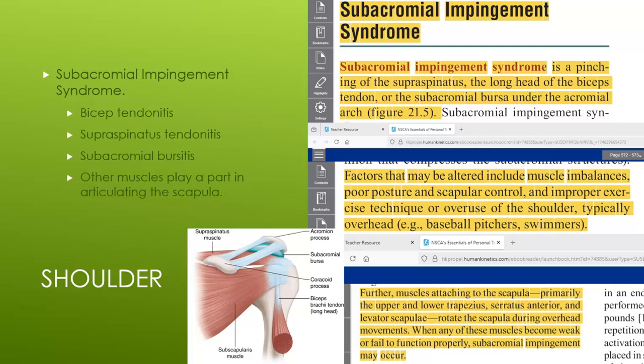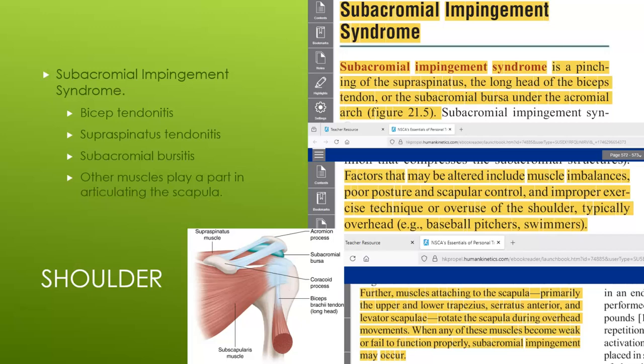Now, the other muscles that are attached to the scapula, primarily upper and lower traps, serratus anterior, and levator scapulae, in some regard, you look at what they do anatomically: they rotate the scapula during overhead movements. When any of these muscles become weak or fail to function properly, you may have subacromial impingement syndrome.